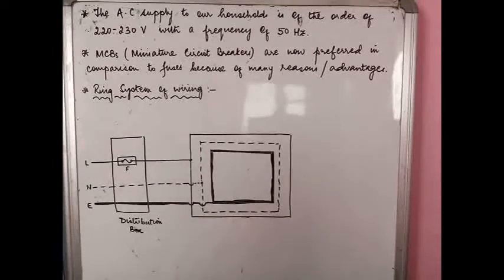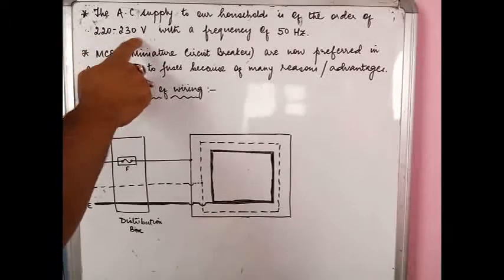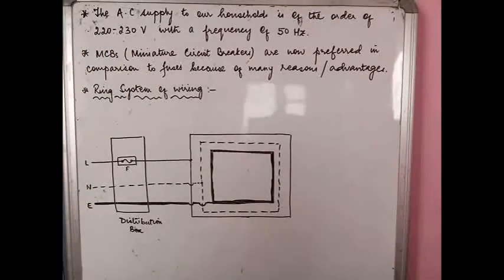Okay, so we have the magnitude, as you must be very well aware, around 220 to 230 volts. Most of the electrical appliances that you buy from the market will have this voltage rating written on it. Okay, so that means that they need to be supplied 220 volts.